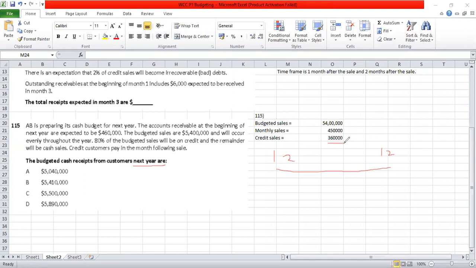Okay. Then they have at the beginning of the period accounts receivable of 460,000. That also will be received during the year. Fine. So then all through the year, the total amount is 5,400,000. All of that except 360,000 will be collected. So that is how we calculate the cash received from the customers.